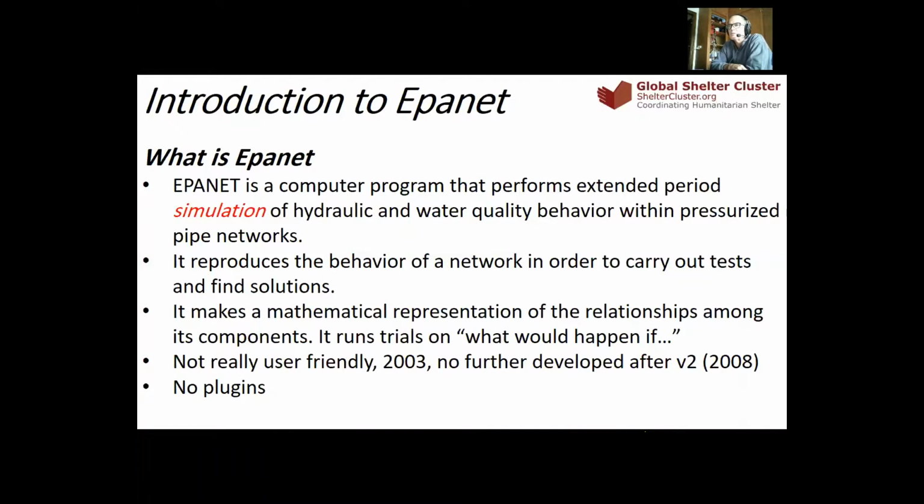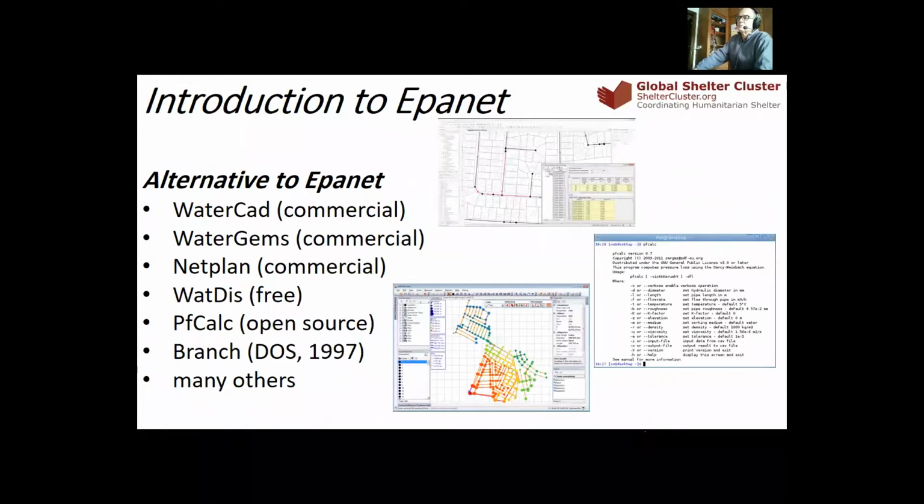It's a very old software. It was made in 2003, so it's not at all user-friendly. There was a second version, version 2, in 2008, but after that time, there was no major development. Apparently they are currently trying to do a new version of it, but they are not presenting anything. With that, I want to say that there are many other alternatives to Epanet.